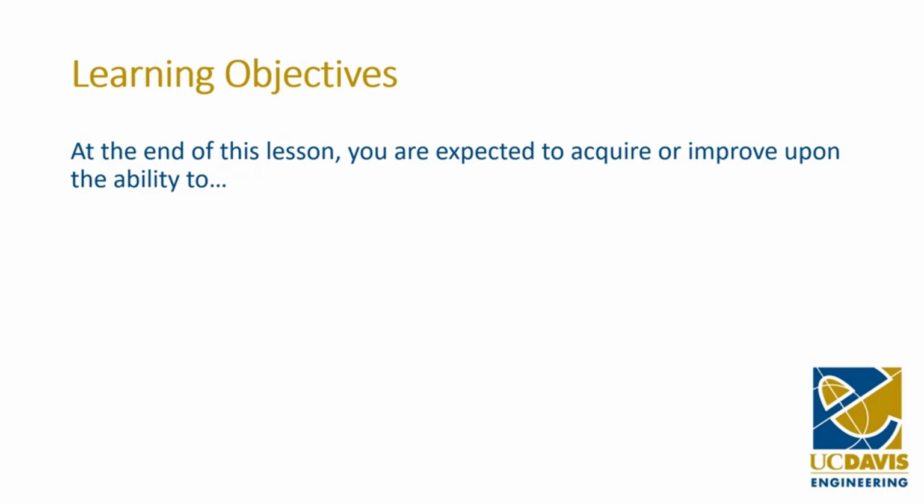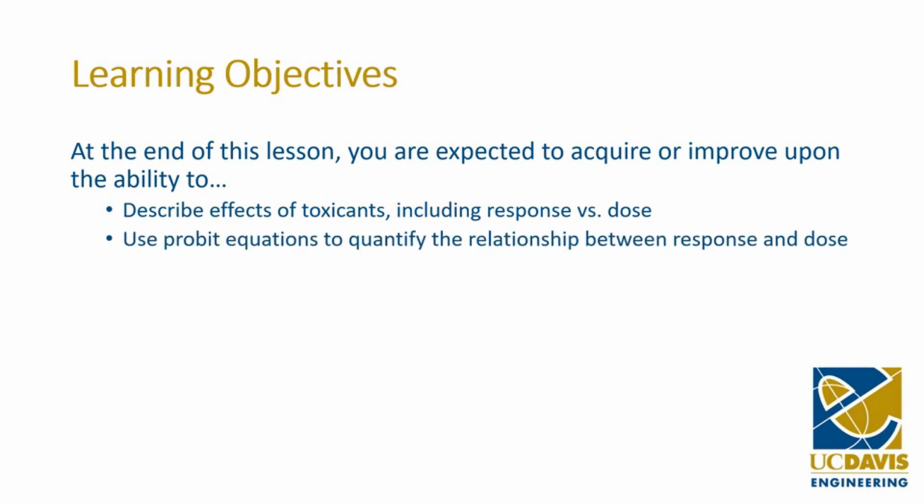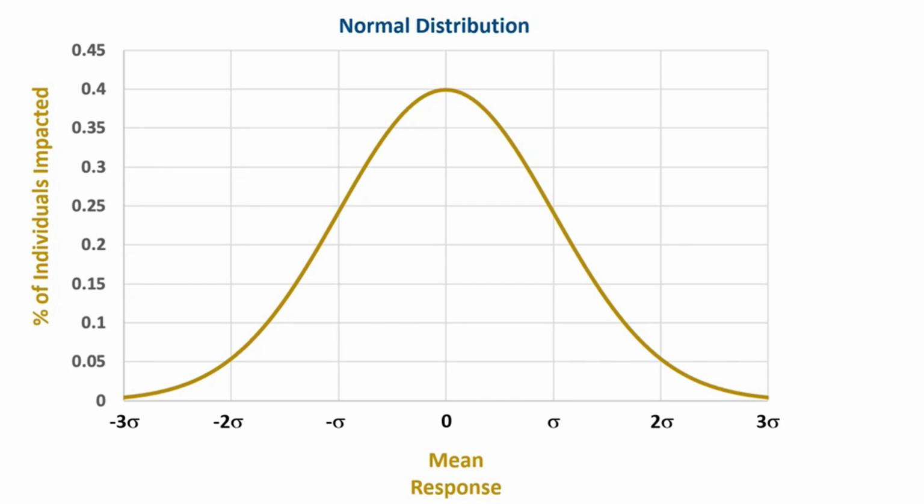In this lesson, you are expected to acquire or improve upon the ability to describe effects of toxicants, including response versus dose, and use probit equations to quantify the relationship between response and dose. Before we look at how response varies with dose, we first need to look at how we expect the response to a certain exposure to differ within a population.